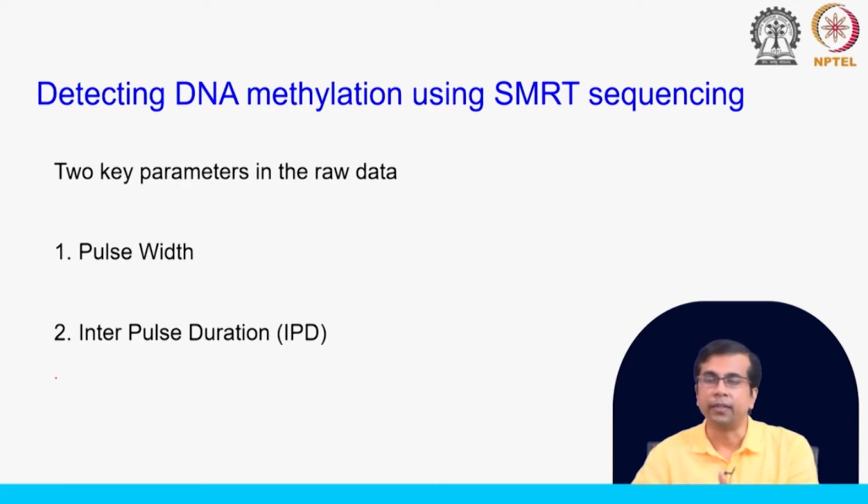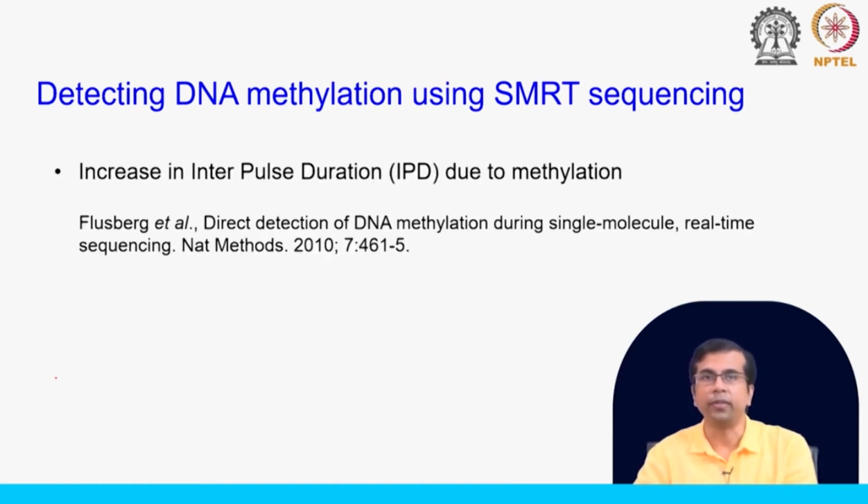This is the time interval between two consecutive pulses. So, let us say you have addition of base A and then addition of T. The time interval between these two base addition events is called the interpulse duration. You can then observe this interpulse duration for the full process, and this data is stored in the raw data. So, using these two data sets, we can see that if you have methylation, there is an increase in interpulse duration.